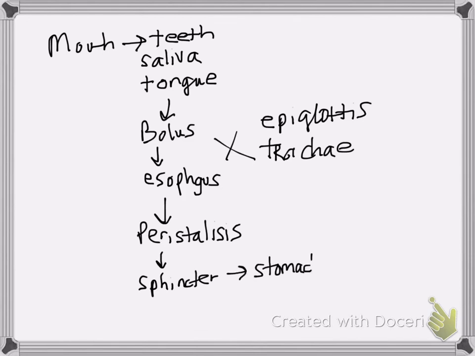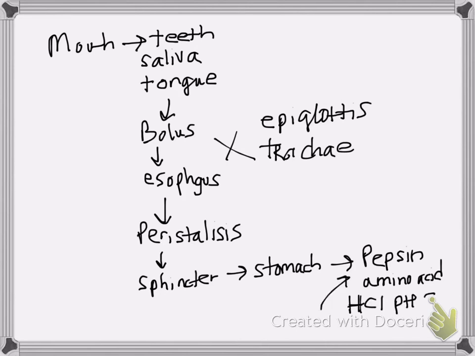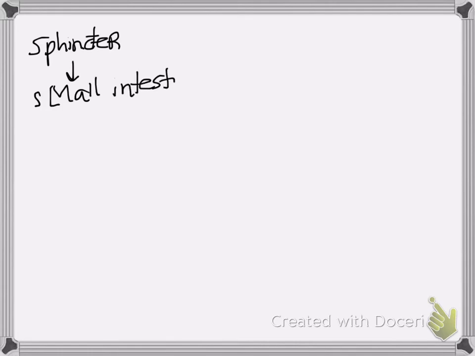In the stomach, pepsin is going to break down proteins into amino acids, and the hydrochloric acid is going to help the pepsin work and make the pH 2. From the stomach, it's going to go through another sphincter, and the food is going to enter the small intestine. In the small intestine, remember, it's going to have all these microvilli.